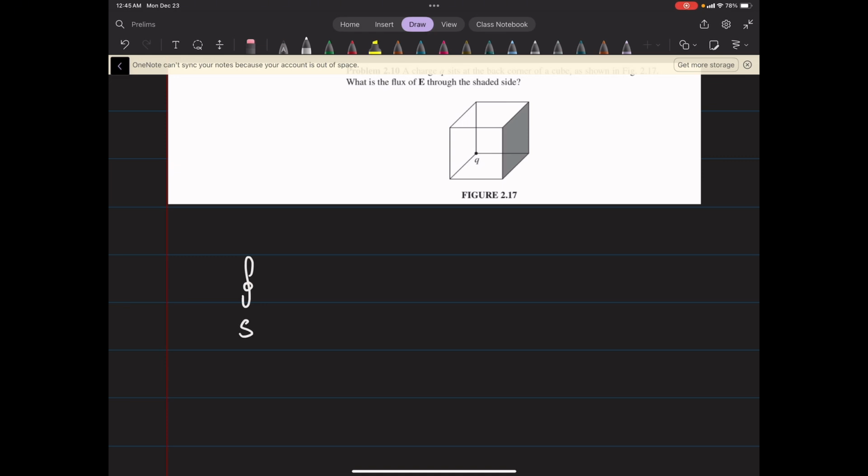the surface integral of E dA is Q enclosed divided by epsilon naught. This is also known as just the flux, the electric flux. But there's a problem with this.